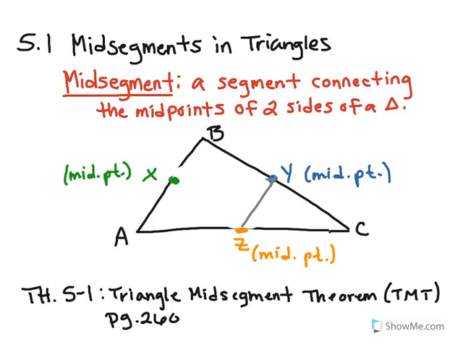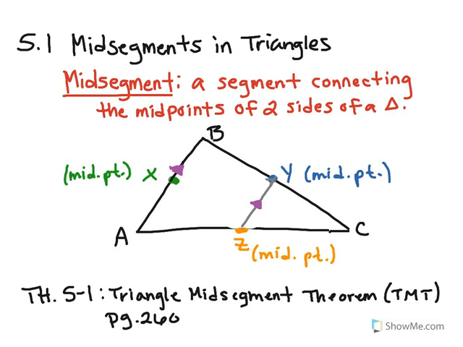And I'm just going to fix the others. And what we know, because this is a mid-segment, is that it's parallel to another side of the triangle. So this mid-segment is parallel to another side of this triangle, and it's obviously not going to be side BC nor AC. It's going to be parallel to AB. And that's true for every single mid-segment.